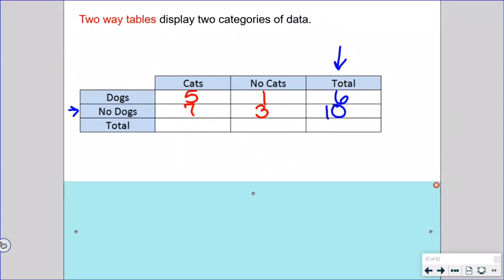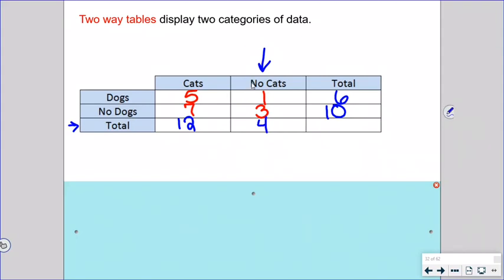The amount of cat people, my type of people, are going to be 5 plus 7, 12. So 5 people have cats and dogs. 7 people have cats but no dogs. Regardless, 12 people have cats. And these losers, these freaks, 4 of them don't have cats.